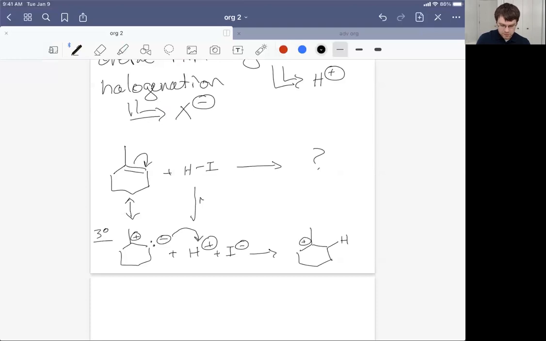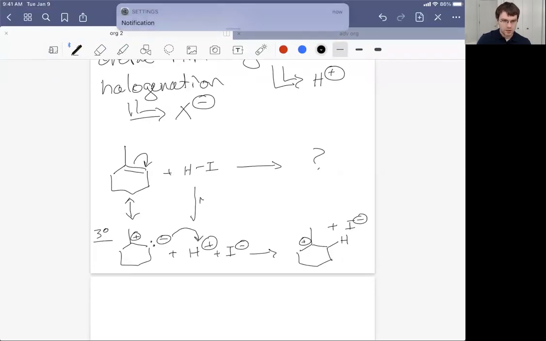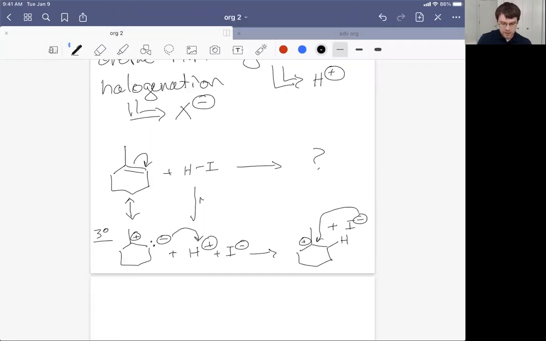That's going to put a positive charge at the tertiary position. And we've made the most substituted carbocation and the most stable carbocation by considering appropriately the resonance structure that gives rise to the positive charge being at the tertiary position. Then the iodine can come in and attack. That would give rise to this structure as the product.